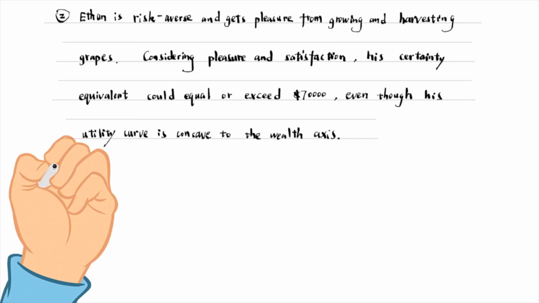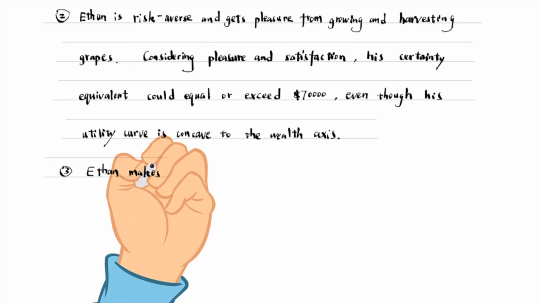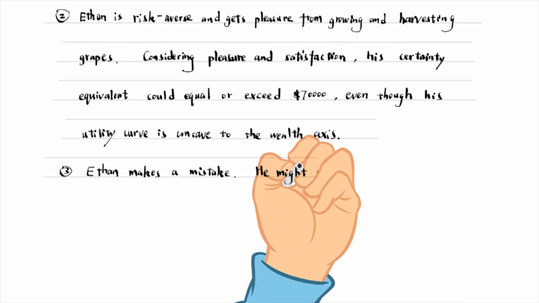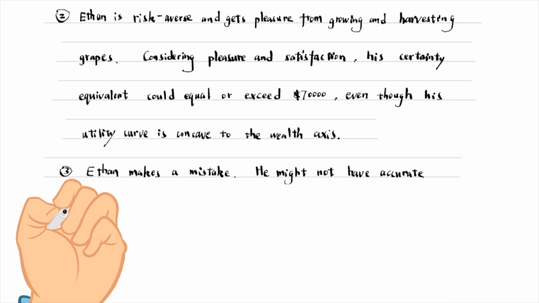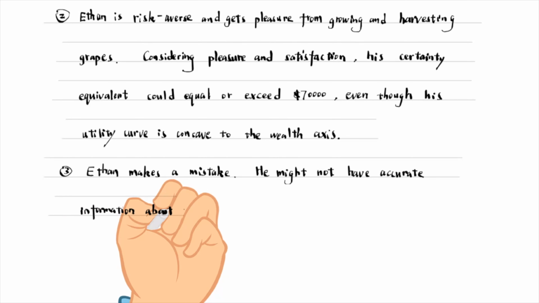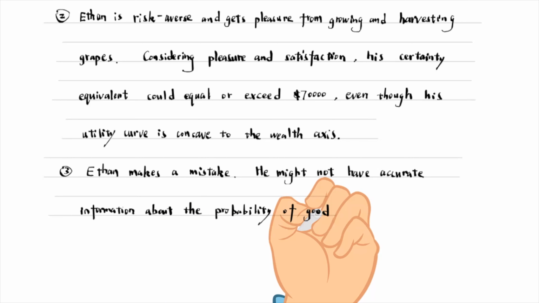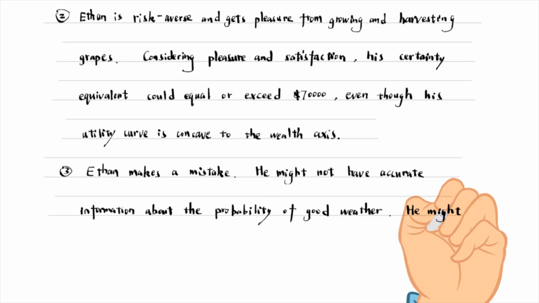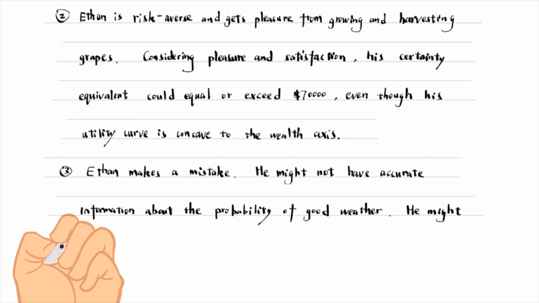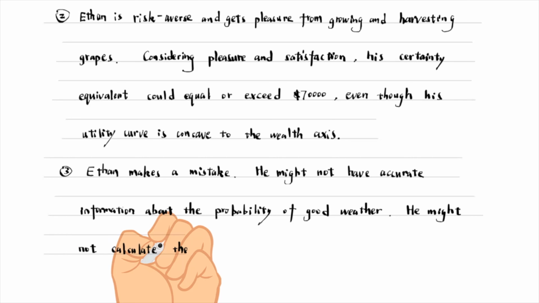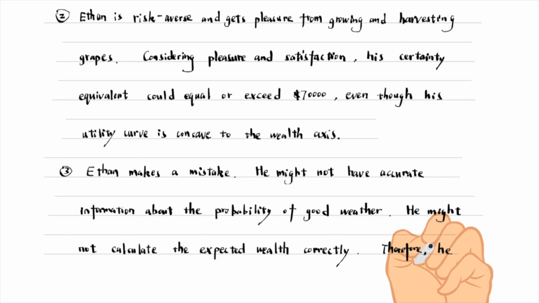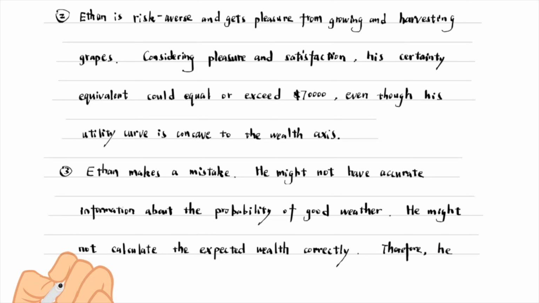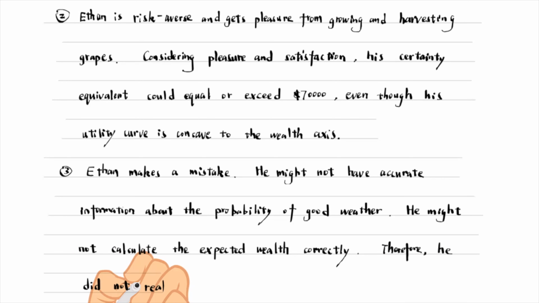The third explanation is that Ethan makes a mistake. He might not have accurate information about the probability of good weather. He might not calculate the expected values correctly. Therefore, he did not realize his offer was too high.